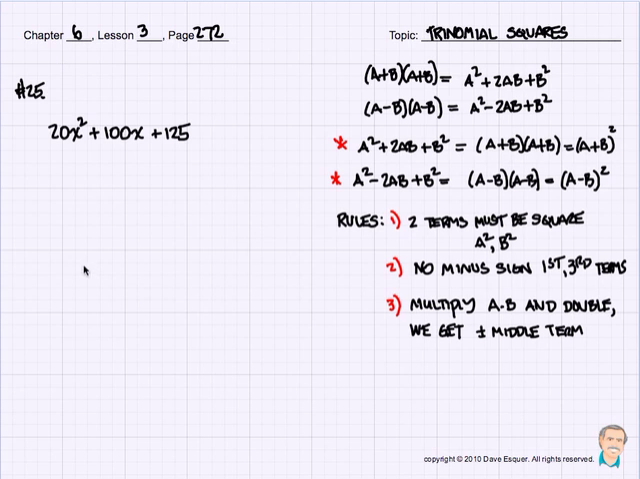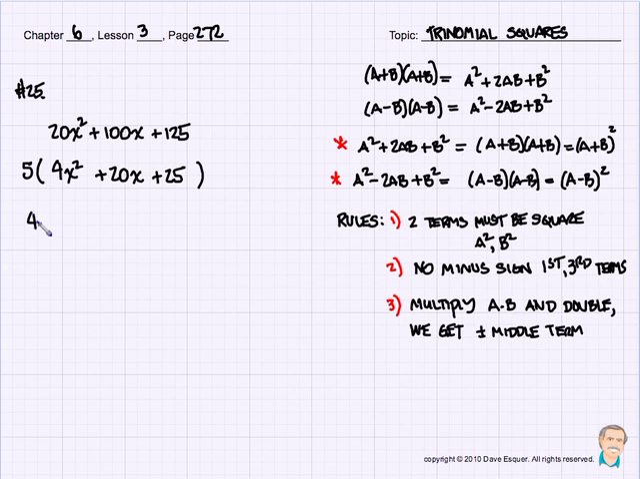Let's start off with number 25, see what we can do. Remember, we always want to factor out stuff that we can before we begin. And I'm looking at 20x squared plus 100x plus 125. And it looks like we could factor out a 5. So if we did that, we would have 4x squared plus 20x plus 25.